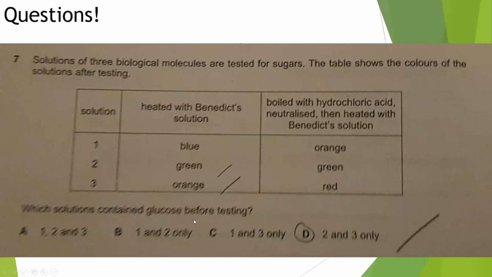Okay, so glucose is a reducing sugar. So solutions 2 and 3, heated with Benedict's solution, show that there's a presence of reducing sugar. One is out. Blue means no reducing sugar. One is out completely. Option D is the correct answer.